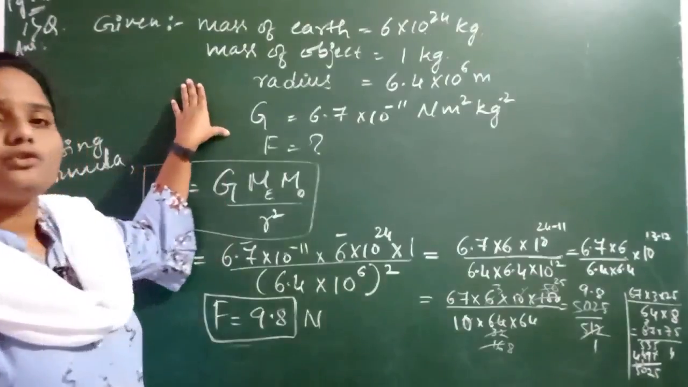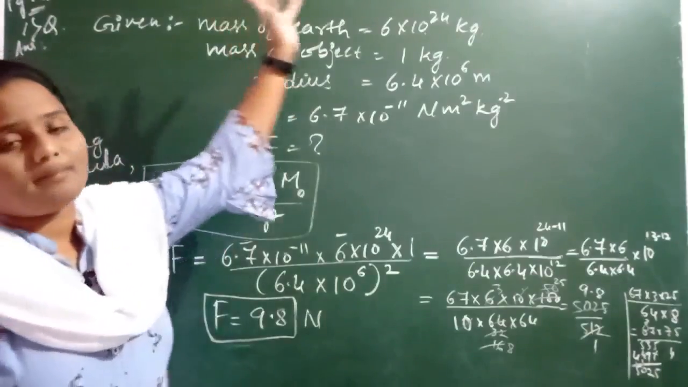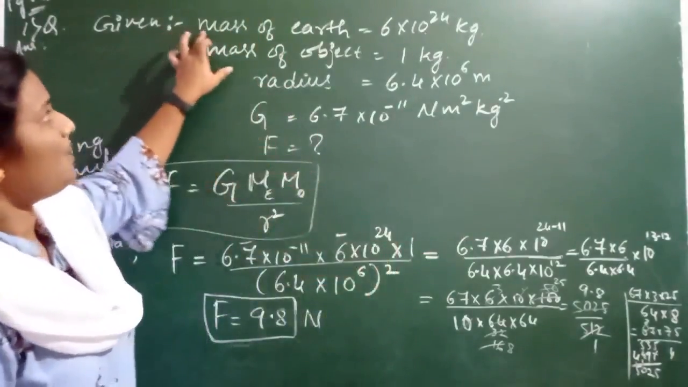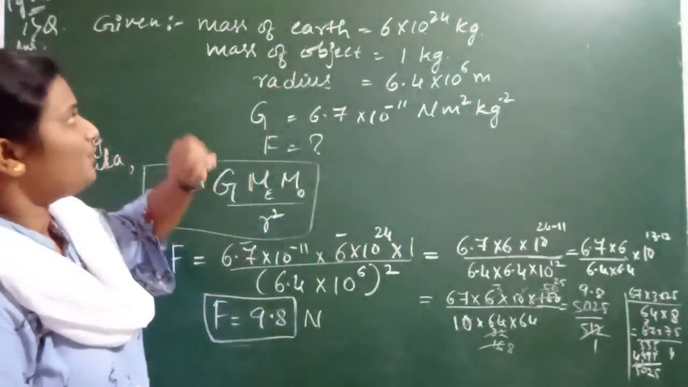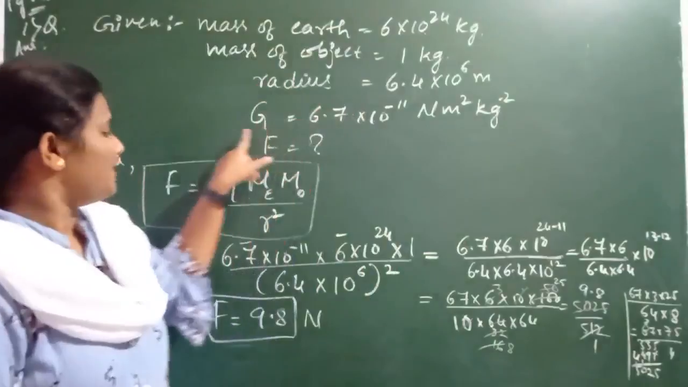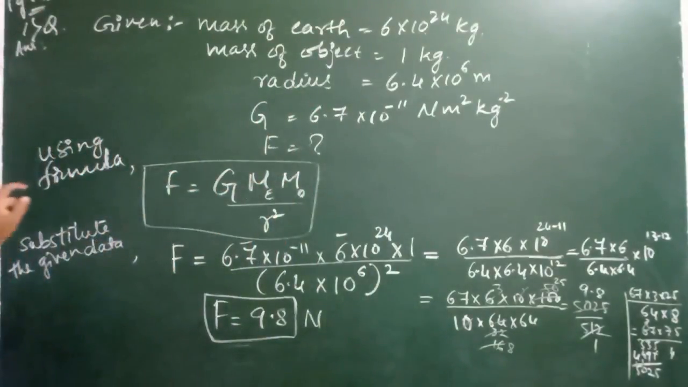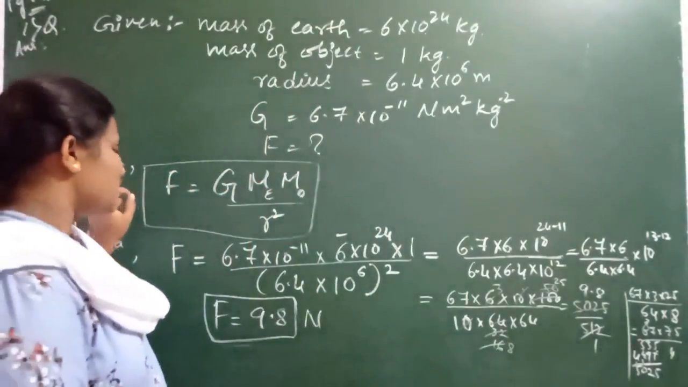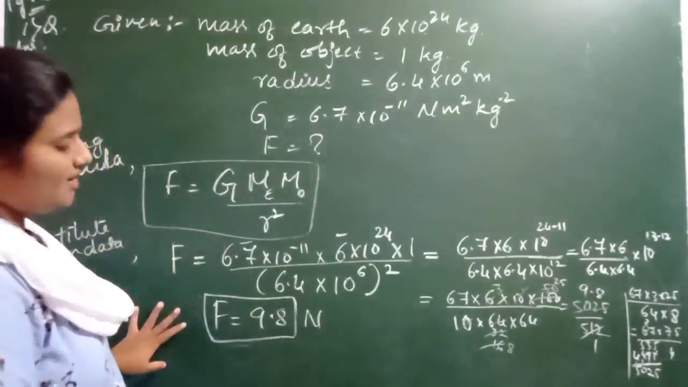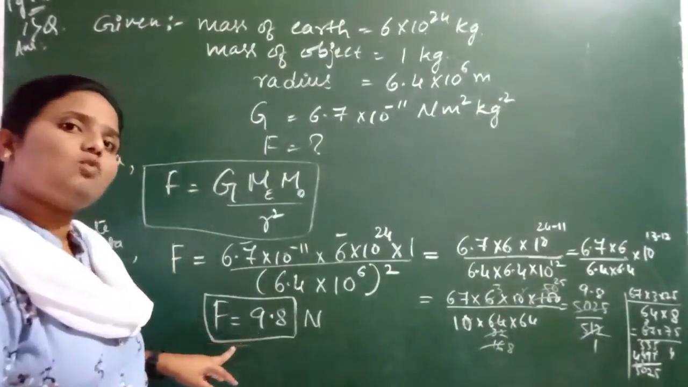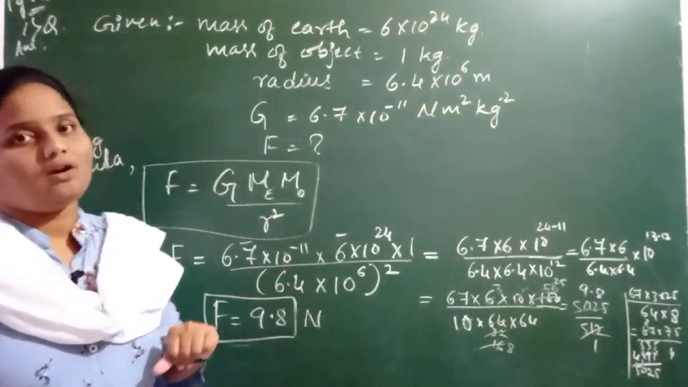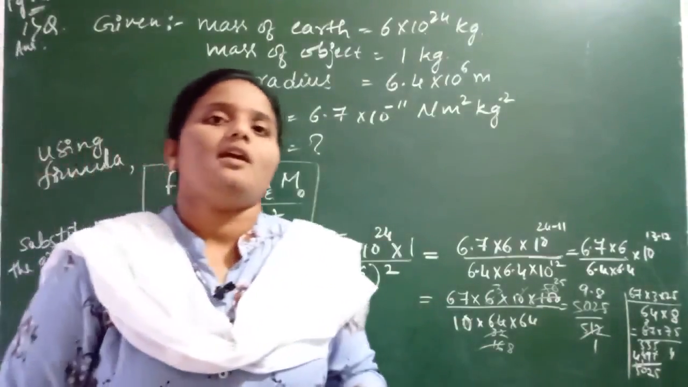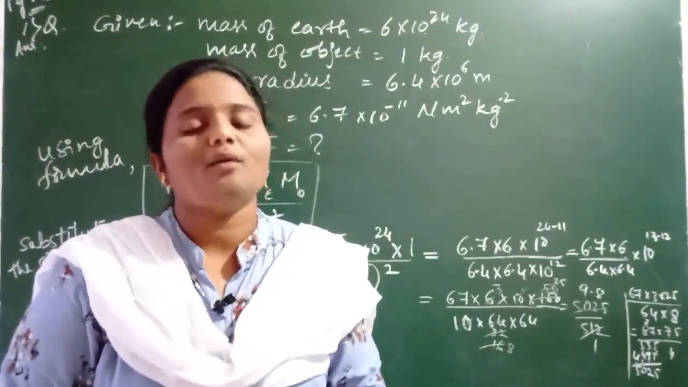First, what we have to do: the given data we have to collect and present neatly, children. First, the masses of the two objects are given, one is the earth and the second one is what? The object. Then the radius is given. Then we have to use Newton's formula, that is the universal law. By substituting all the given values, we will get the force. What is it? The magnitude of the gravitational force is 9.8 newtons. Got it, children? Okay. Now we will move on to another problem.